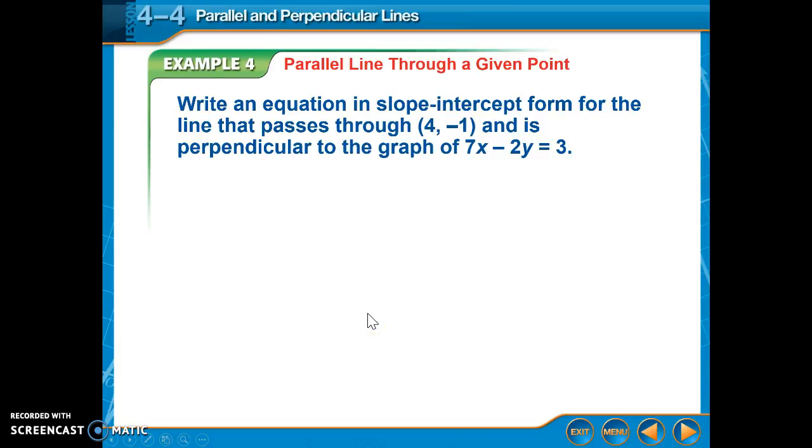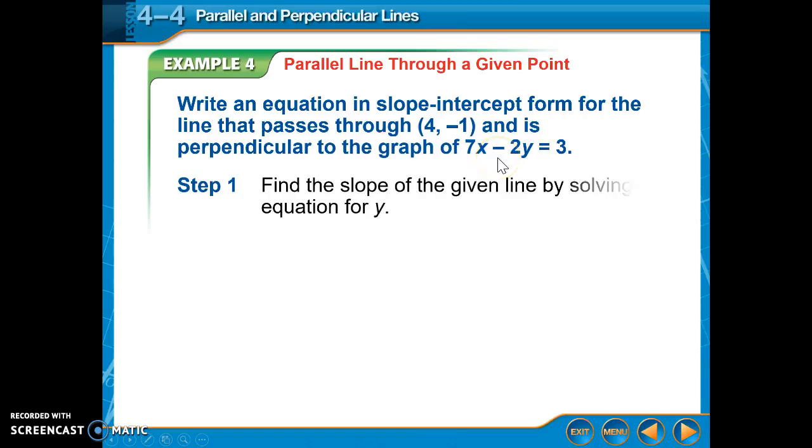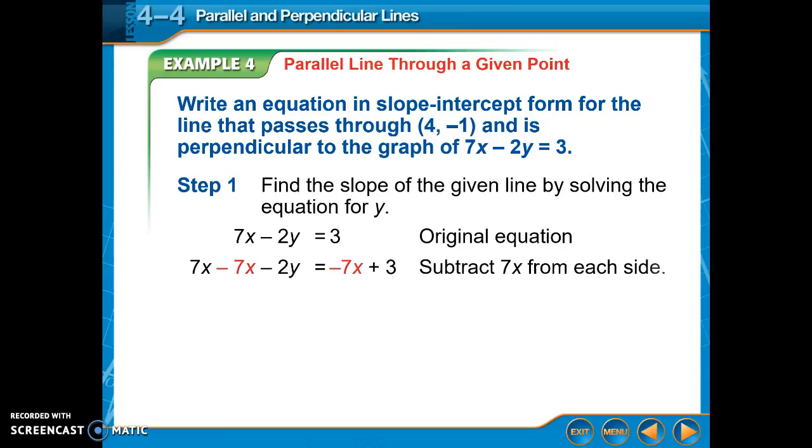In the next problem, write an equation in slope-intercept form for the line that passes through 4, -1 and is perpendicular to the graph of 7x minus 2y equals 3. So in this problem, if we're going to determine that the line is perpendicular, we first need to solve this equation here for y. So the first thing that we want to do is take x and move it to the other side. So in the equation 7x minus 2y equals 3, subtract 7x to both sides. Know that when you subtract 7x to both sides, this is now eliminated because it makes 0. So the result is negative 2y equals negative 7x plus 3.